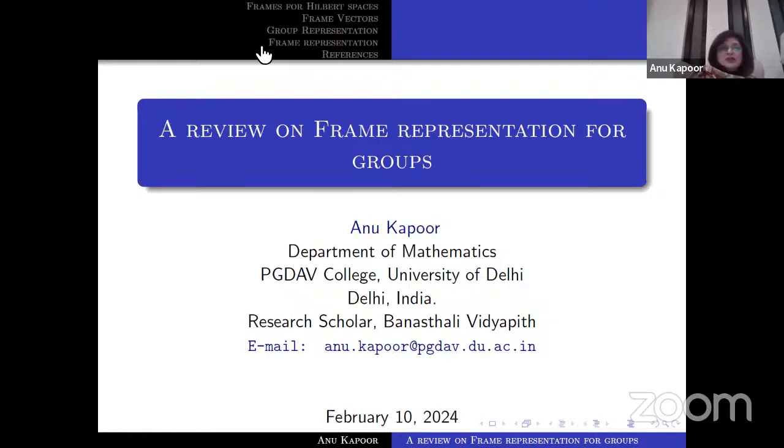And as the topic says, I will be giving an overview on frame representation for groups. It's a very basic presentation and might motivate a few of us to come and study and go ahead with this frame representation for groups.